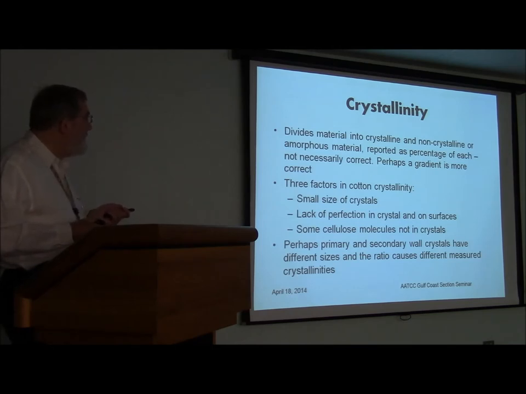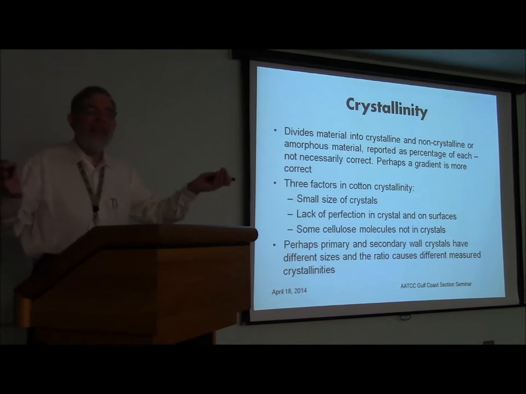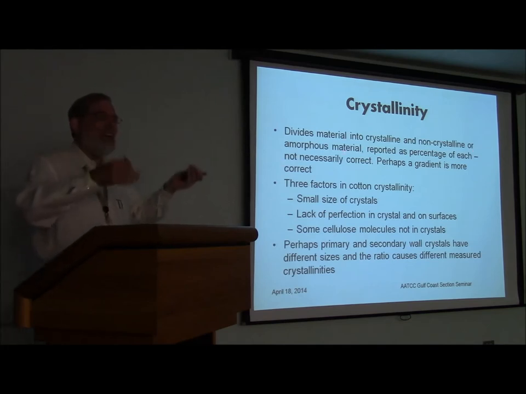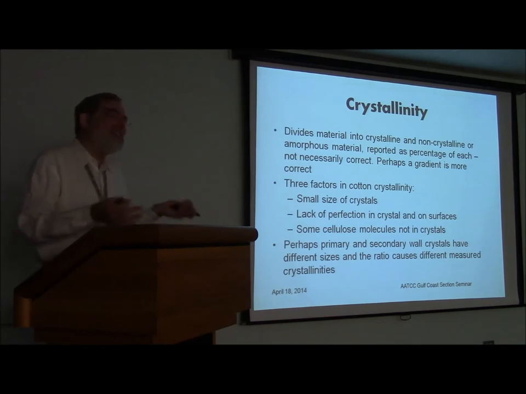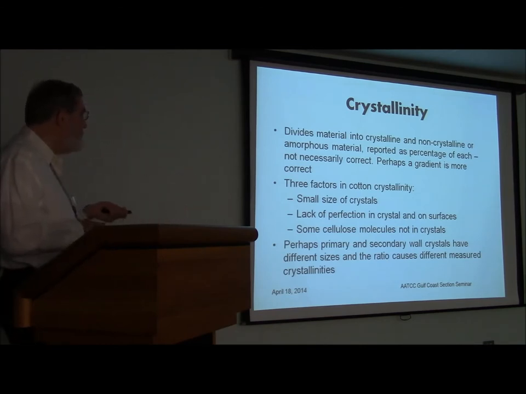X-ray diffraction. And so he started off by dividing the cellulose into crystalline and non-crystalline material, or if you say non-crystalline and amorphous, some people mean that means the same thing too. Other people think amorphous is more non-crystalline than non-crystalline. So that's a little bit of confusion there. We don't think that that's necessarily correct now. And maybe there's a gradient of properties.